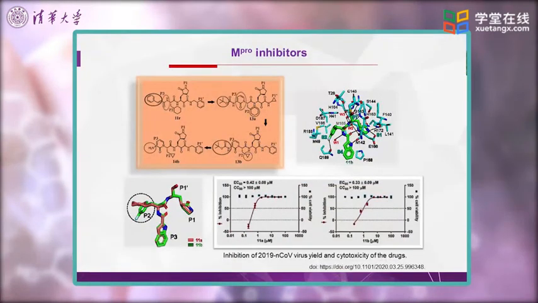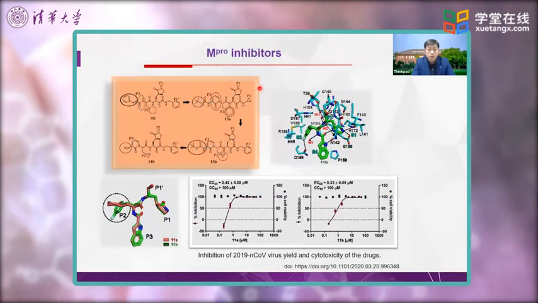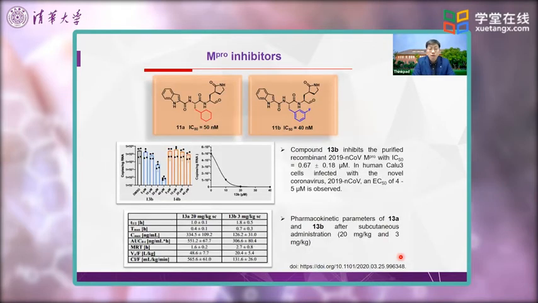This slide shows some structures of M-PRO inhibitors. For example, here we can see 11A, 11B. Here is the structure of 13B, 13A. And here is the in vitro enzymatic inhibitory effect of 11A, 11B. On the top of this slide, we see clearly the structure of 11A and 11B. They have quite a good inhibitory effect against M protease.